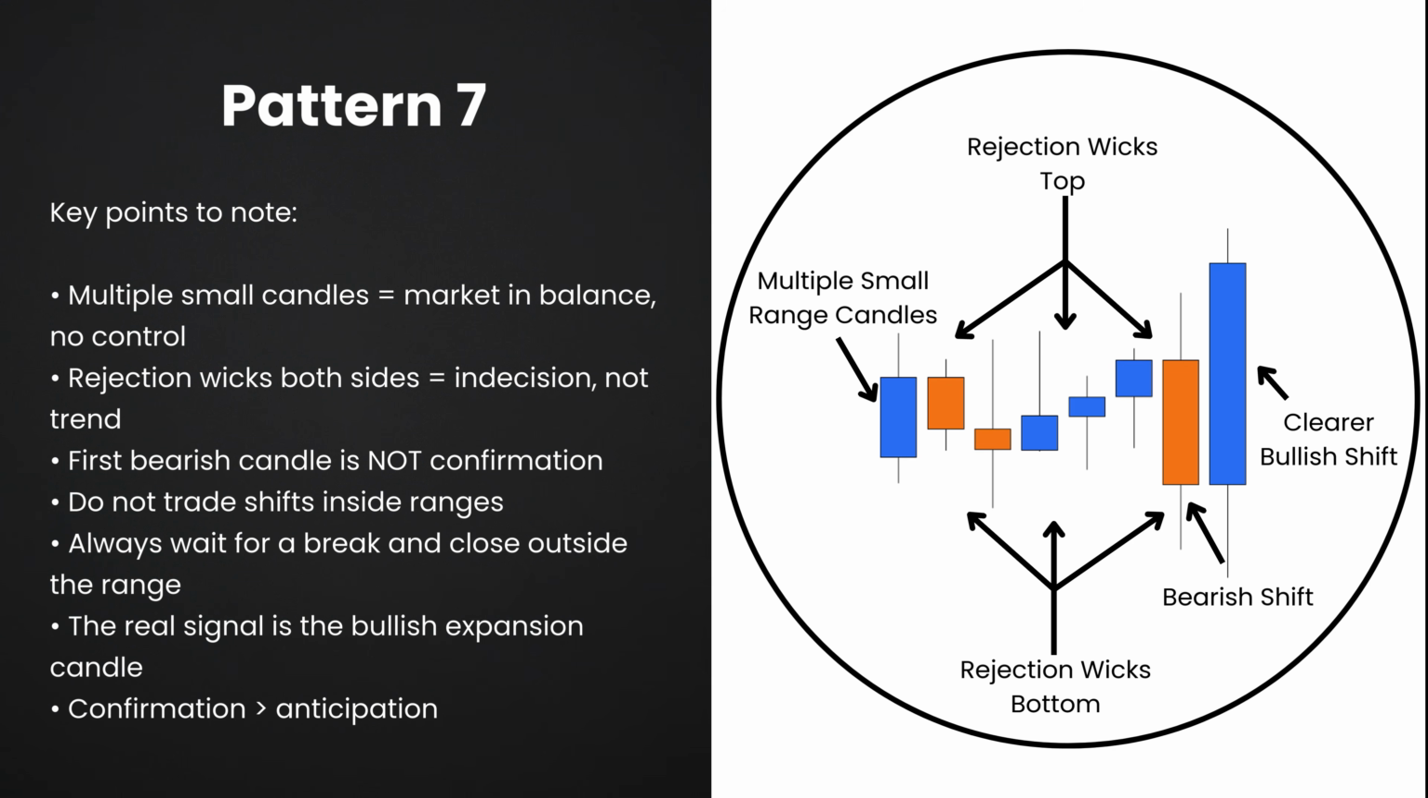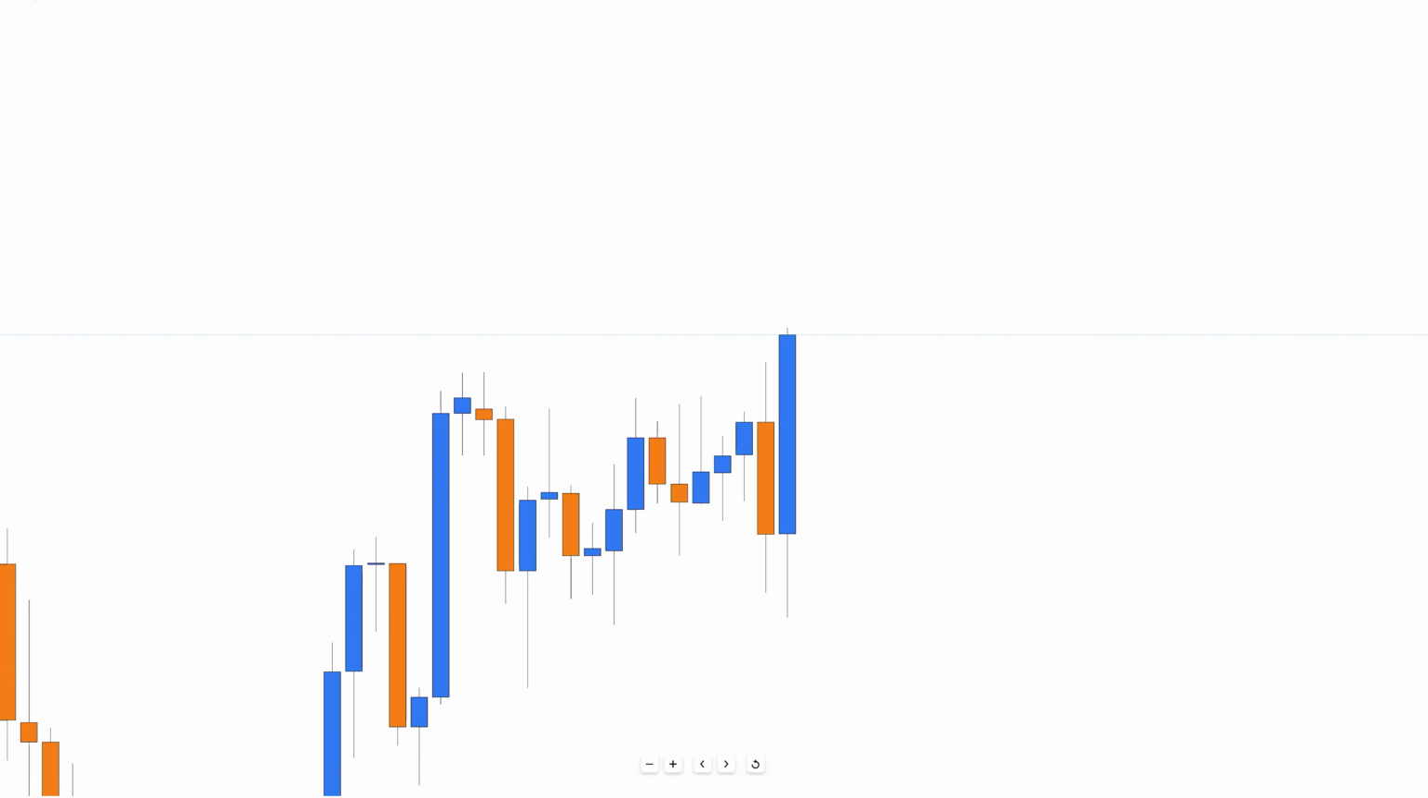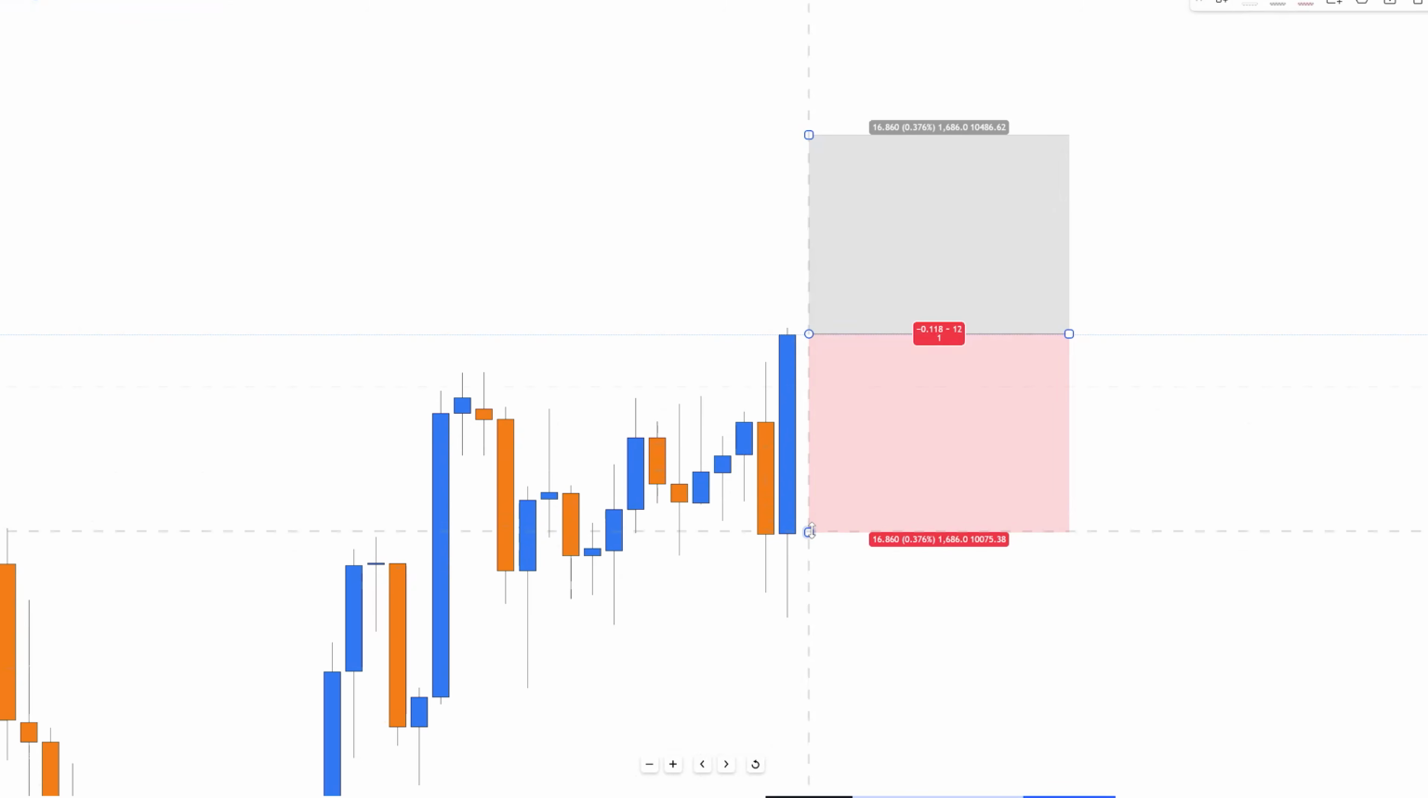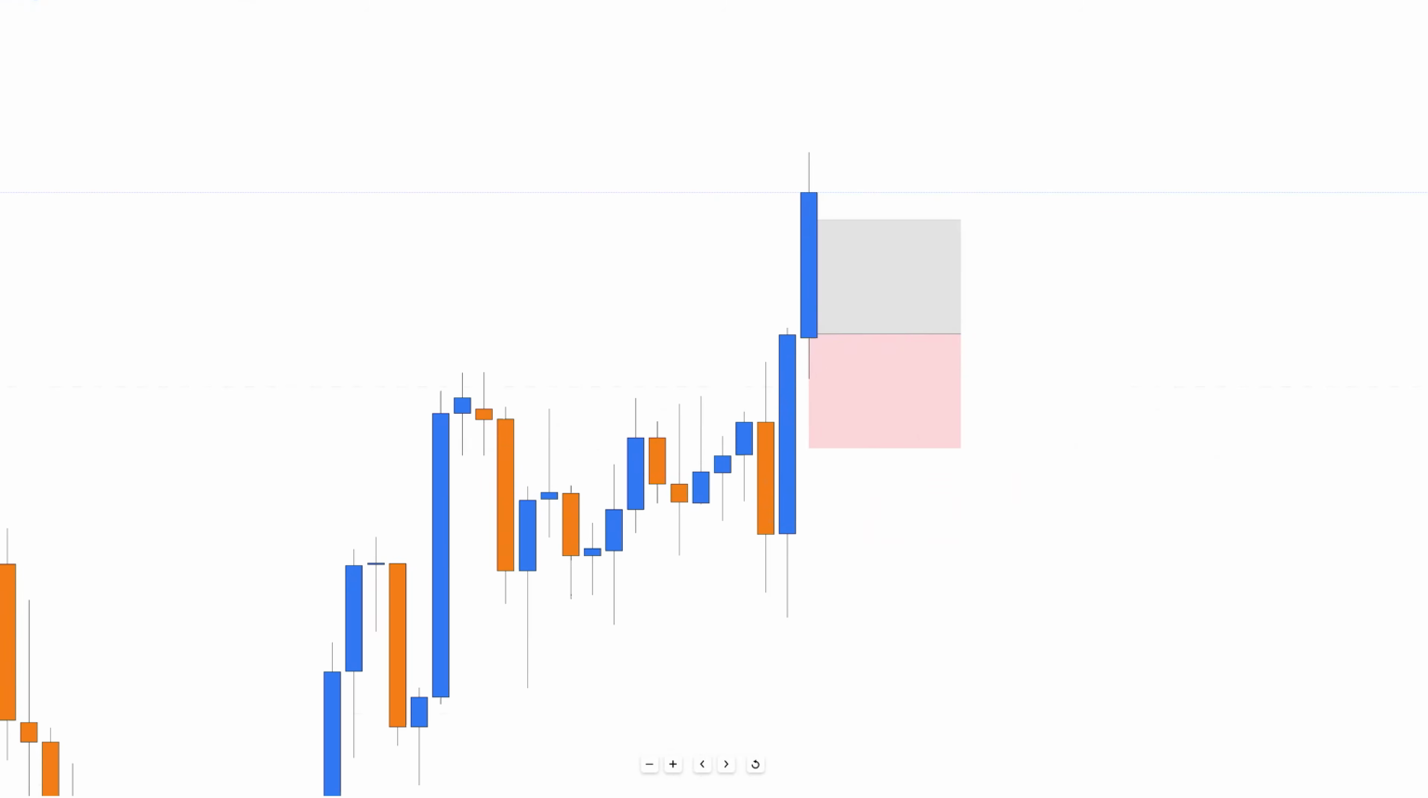Confirmation, anticipation. Pattern 7. We can see small range candles, wicks to the top, wicks to the bottom. We have a bearish shift that is still stuck within the range. Then we have a clearer bullish shift. Previous candle closed bullish in anticipation for the next candle to continue bullish. Let's see what happens.